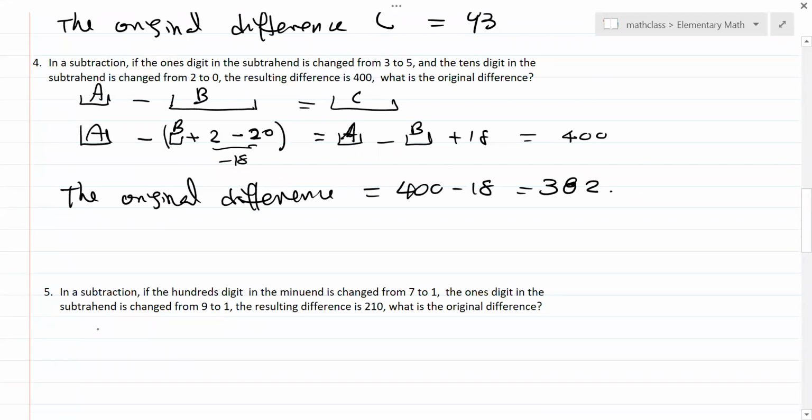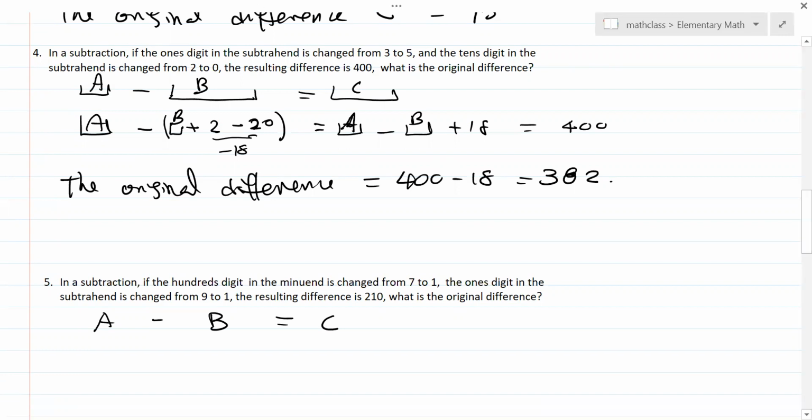So this is A, and you write down this equals C. We don't know the original one, which is C. So we are going to modify the first number, and we are going to modify the second number. The first number, the hundreds digit, changes from 7 to 1.